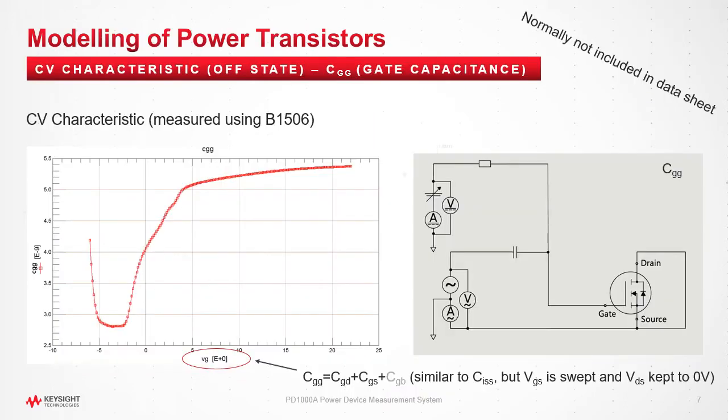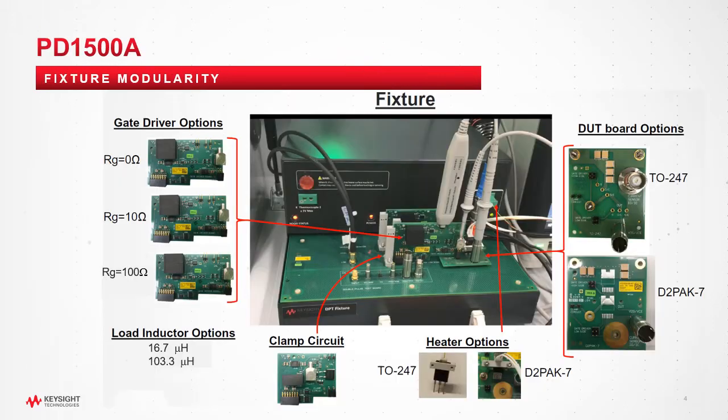What we use, for instance, and this is normally not included in the data sheet, just to give you a short intro in this presentation format, is that we also add CGB, the gate bias, measuring the CV characteristic here, and then modifying the model accordingly.